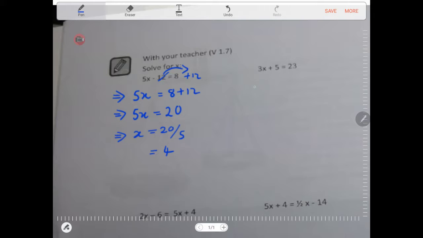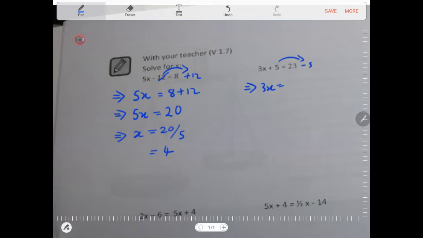If we look at this next one, you don't have to show every little bit. You could just go straight to the next line. So I'll show you what I mean. Okay, here we've got 3x plus 5 equals 23. We need to deal with the 5 first. So 3x equals, now with this one, the 5 is going to go over and do the opposite of plus 5, which is minus 5.